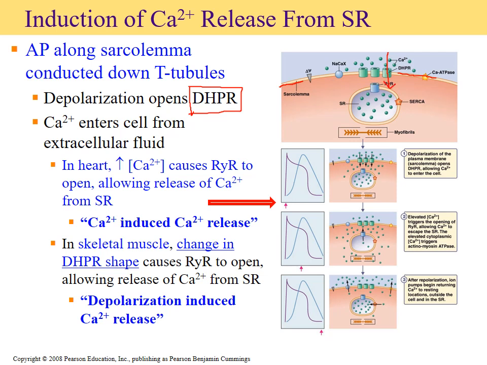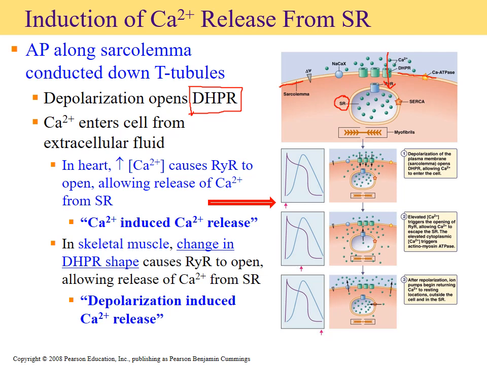Once the DHPR is activated, the next step is to get the sarcoplasmic reticulum to join in on the fun and also release the calcium that it's holding on to. However, the response of the sarcoplasmic reticulum will differ in the cardiac versus the skeletal muscle. So let me tell you what the difference is.